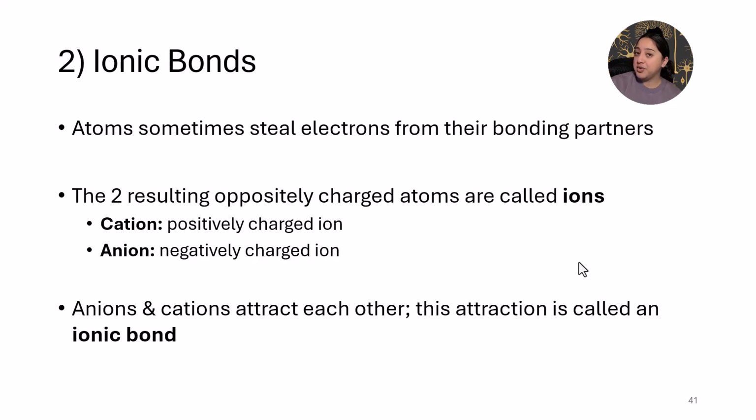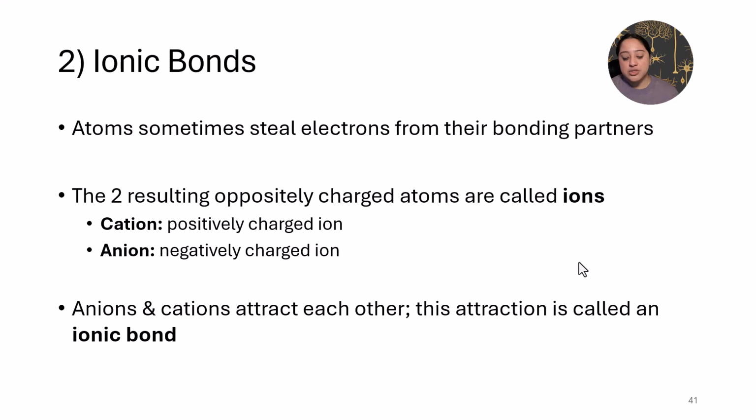Another kind of chemical bond is ionic bonds. Atoms will sometimes steal electrons. It's so electronegative, it's just going to steal the electrons. You might have seen that with toddlers also. They're just going to steal a toy, and that's it. So sometimes atoms steal electrons from their bonding partners. They're not really even sharing or pretending to share at this point. They just straight up steal it.